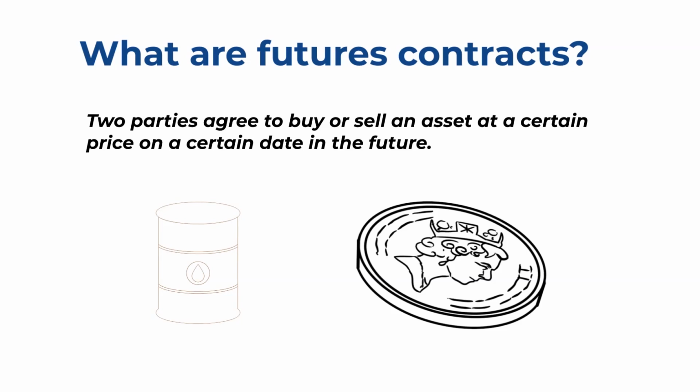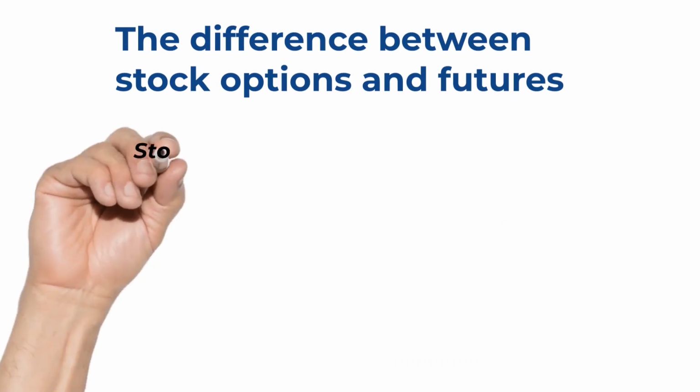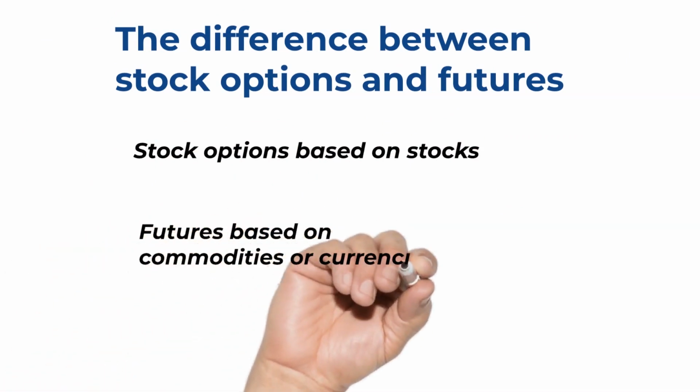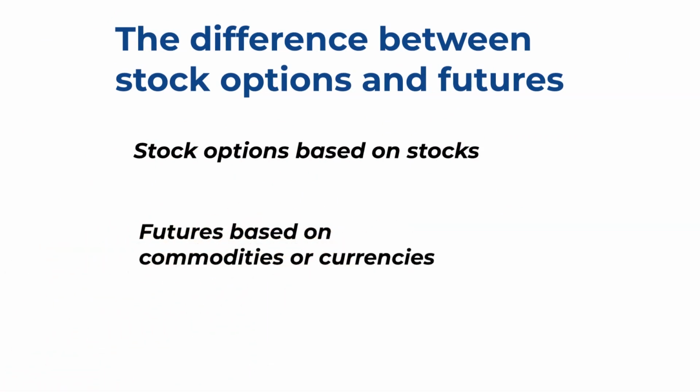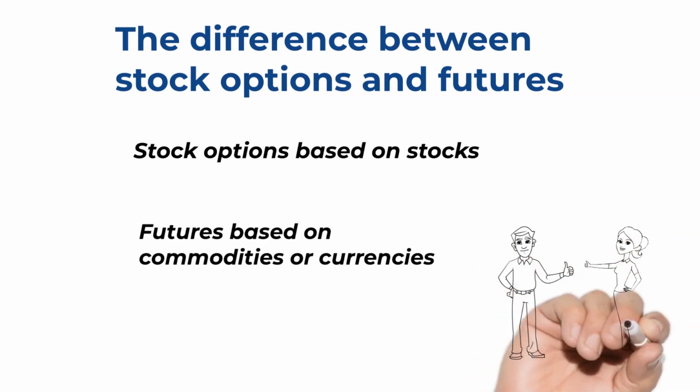The main difference between stock options and futures is the underlying asset that each security is derived from. Stock options are based on stocks, while futures contracts are based on commodities, indices, or currencies. Another key difference is that stock options give the holder the right to buy or sell the shares of the underlying stock, while with futures contracts, the two parties agree to buy or sell the underlying asset.